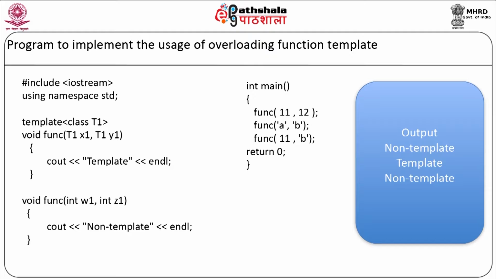Now when the above code is compiled and executed, it will produce the result as follows. For the first call func 11, 12, it is going to match with the non-template function of integer, integer. So the message that will be printed on the screen will be non-template. Now for the second, it will be func a, b, where a and b are of type character. So the template function will be called and the message that will be displayed is template. Now for the third, one value is integer and the second value is character. So the non-template function will be called and it will display non-template.